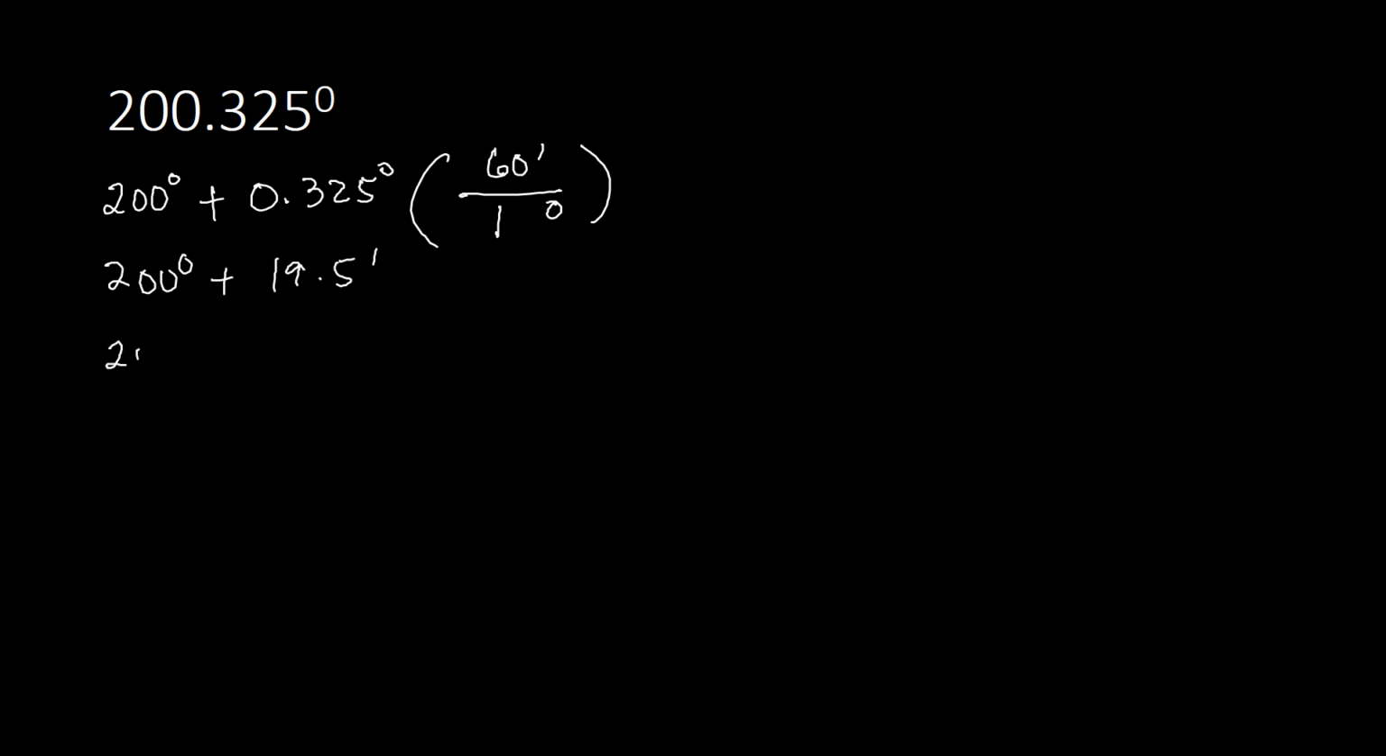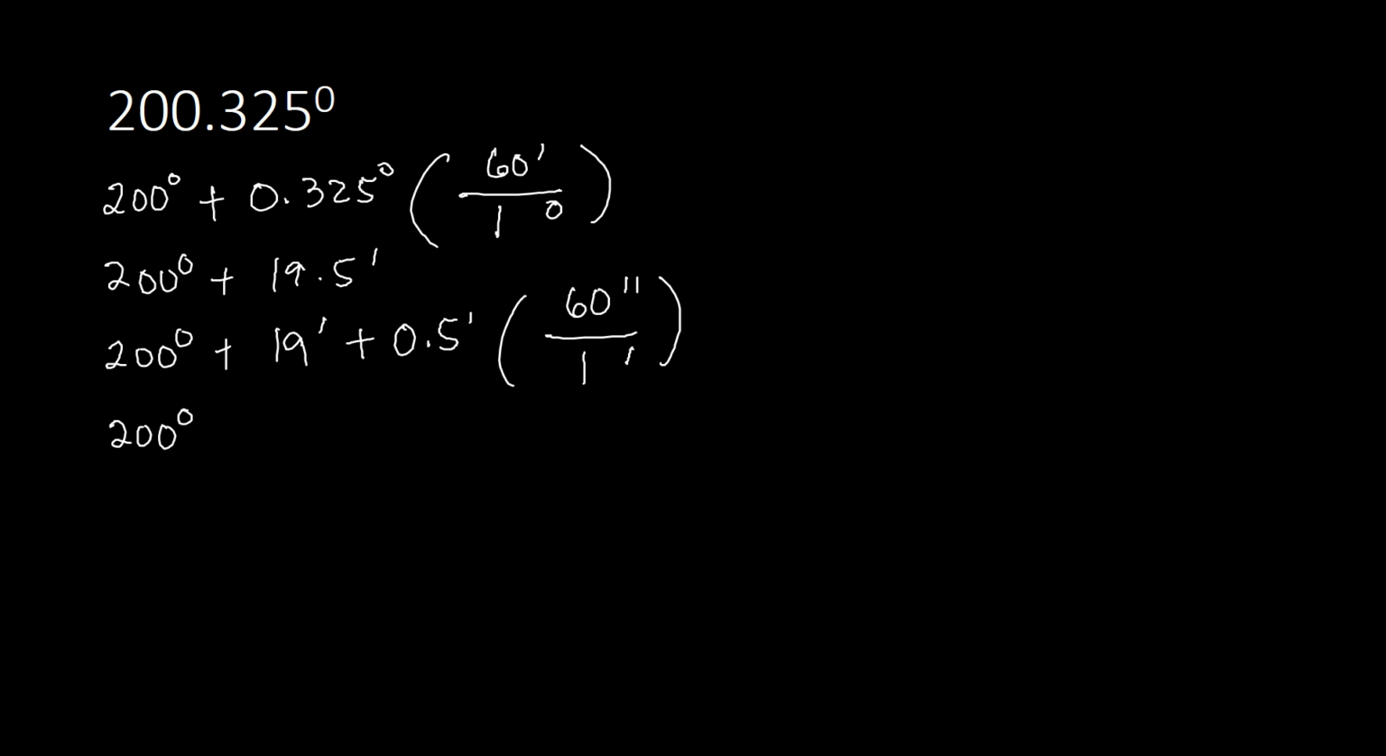And then we have 200 degrees plus 19 minutes. We have a decimal part there, so separate again, plus 0.5 minute. Convert that into seconds. We have minute at the bottom part. We have 1 minute is equivalent to 60 seconds. And then we multiply that one. We have the result as 200 degrees plus 19 minutes plus 0.5 times 60, which is 30 seconds. Getting rid of the plus symbol there, we have now 200 degrees, 19 minutes, and 30 seconds.